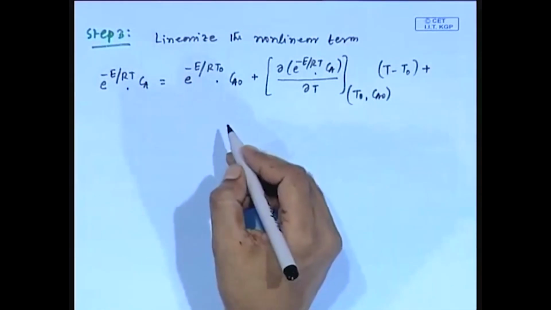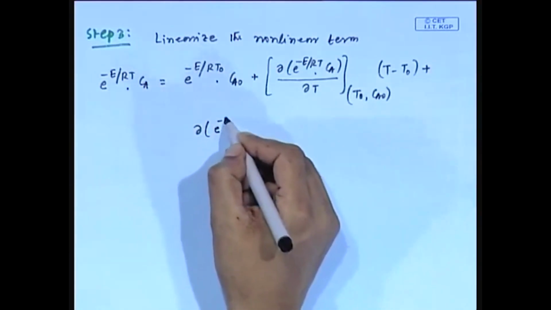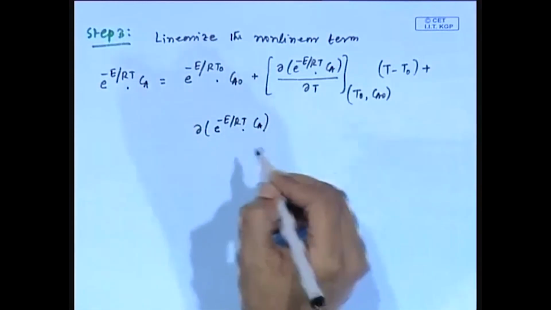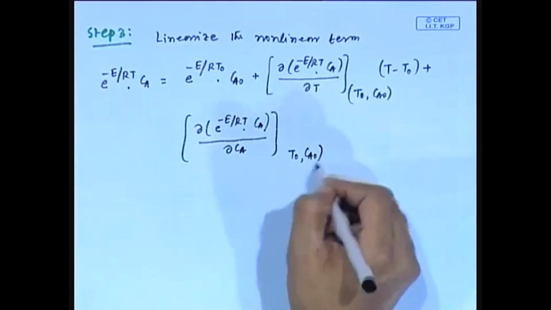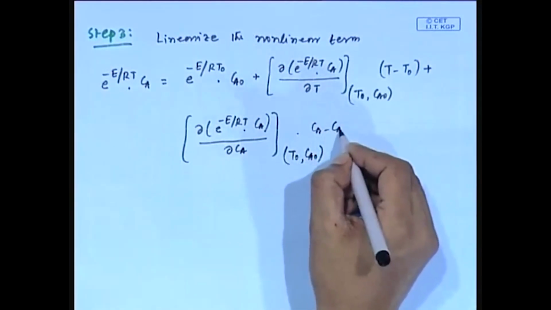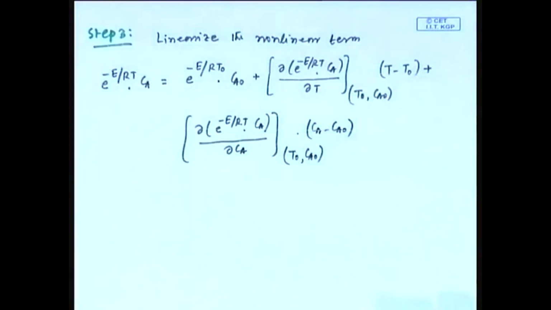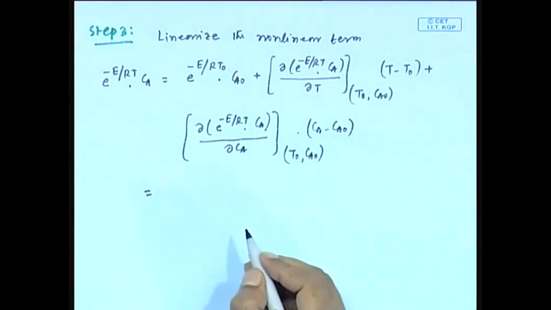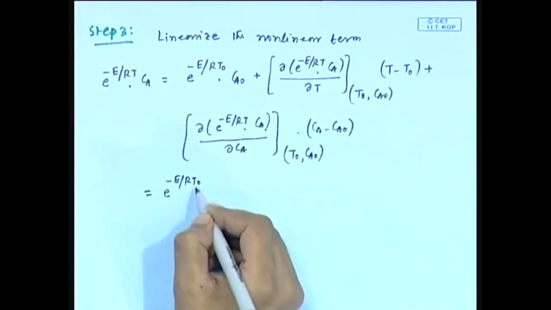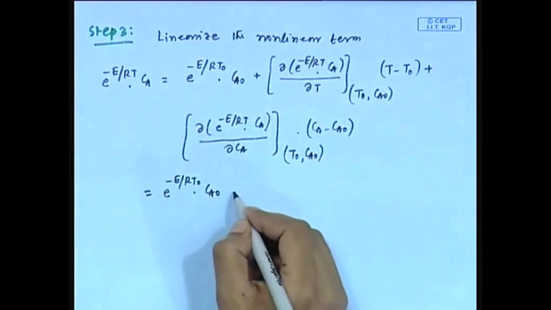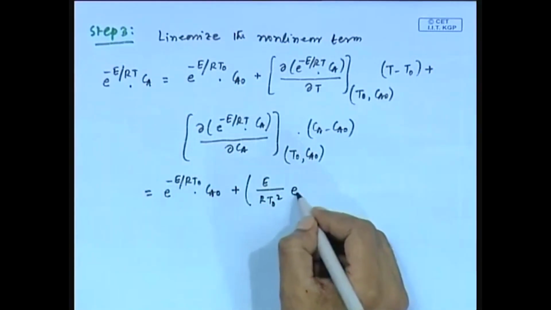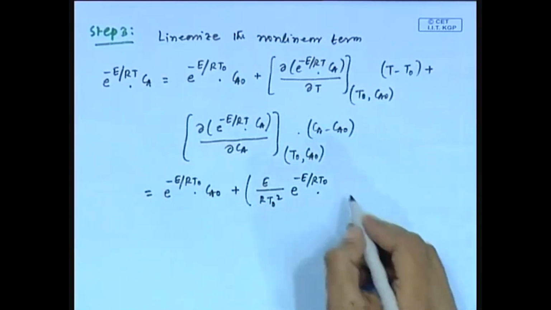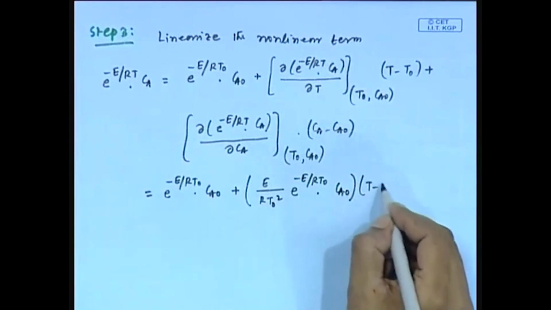Similarly, we will differentiate with respect to CA at T0, CA0, and we will multiply with CA minus CA0. Here also we are neglecting the terms of order 2 and higher. So, what will we get finally? Finally, we will get exponential of minus E divided by RT0, CA0, plus E divided by RT0 square, exponential of minus E divided by RT0 into CA0, into T minus T0.